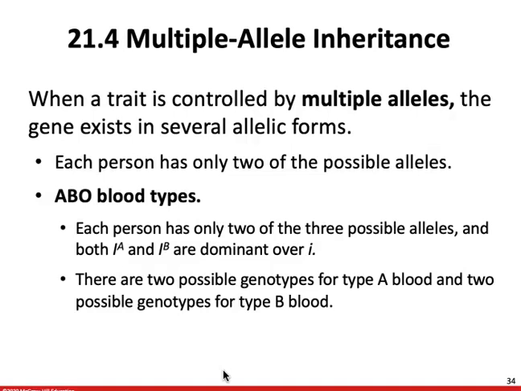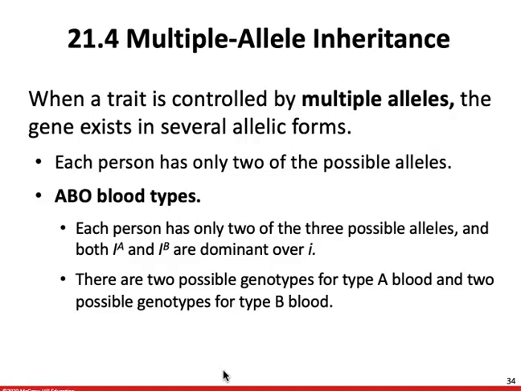There are a lot of different forms. So there's not just tall versus short or curly versus straight. There's actually a lot of different possibilities. Each person is only going to have 2 of the possible alleles, but there could be more. So a great example of this, like I said, is ABO blood types. There's A blood type, B blood type, and O, and AB.